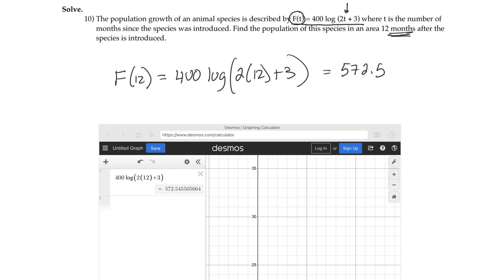Okay, so about 572 after 12 months. That's how many species will be there, or how many of that animal species there will be. Hopefully that helps you with those three.